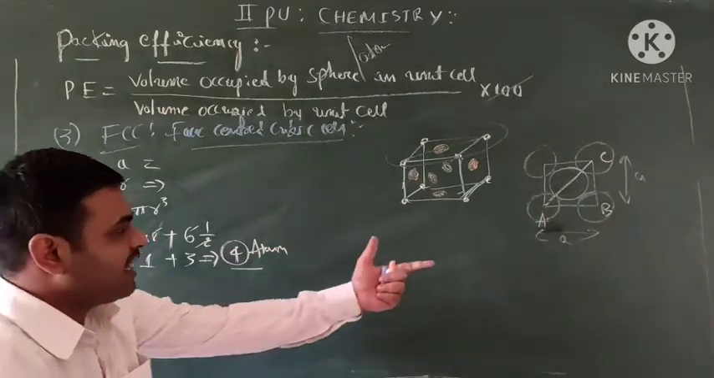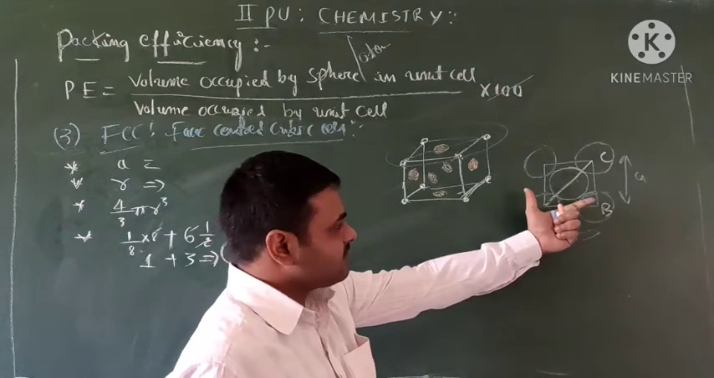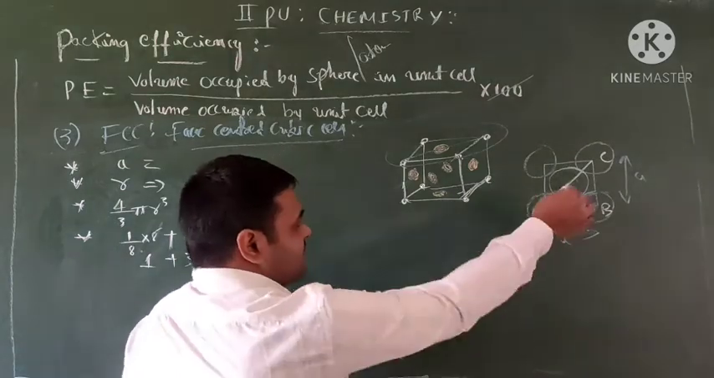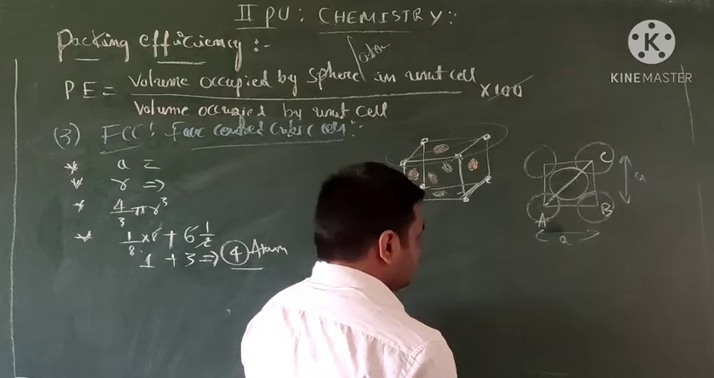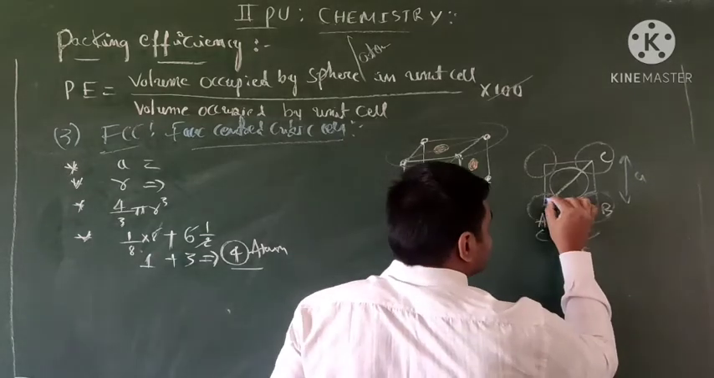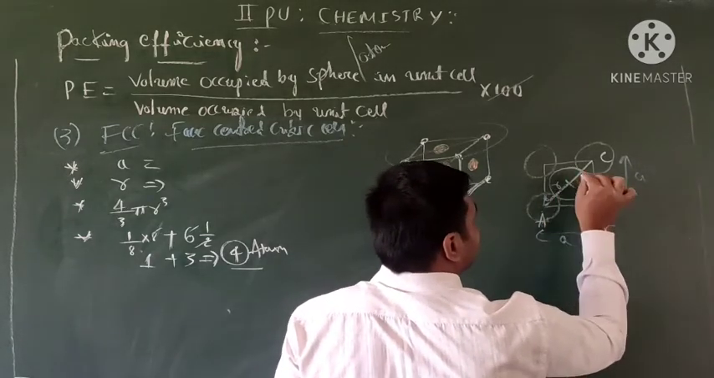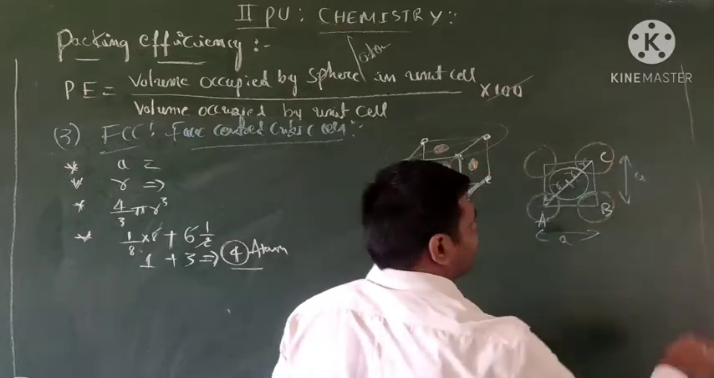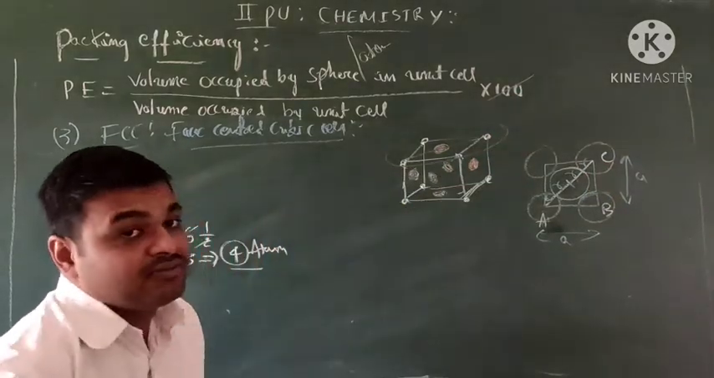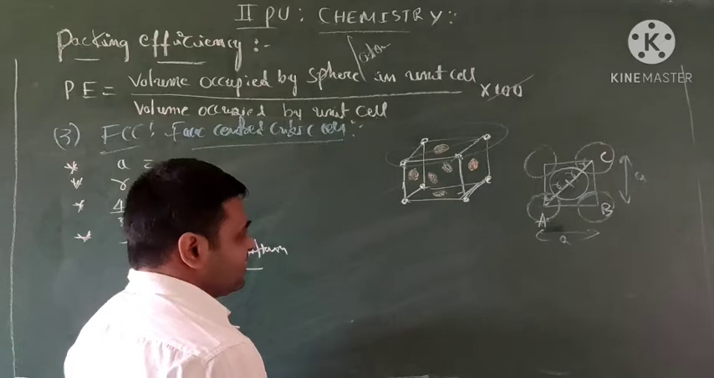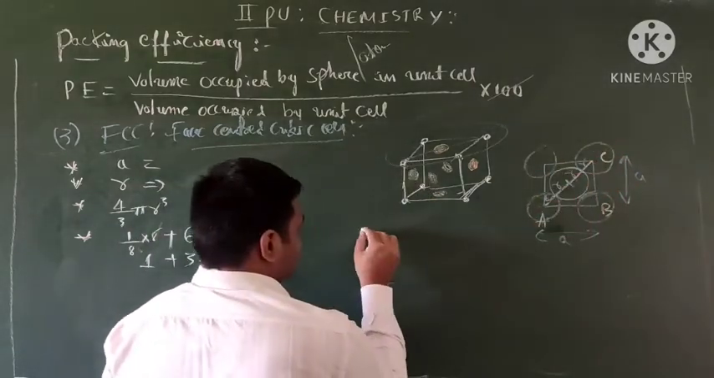Okay, students. Now calculate the radius. So this is one radius. This is half of it, so this is one radius, and this is also one radius. Total is 4r.